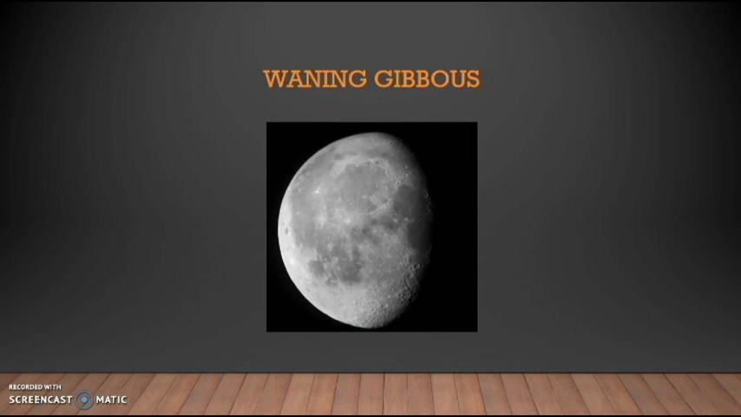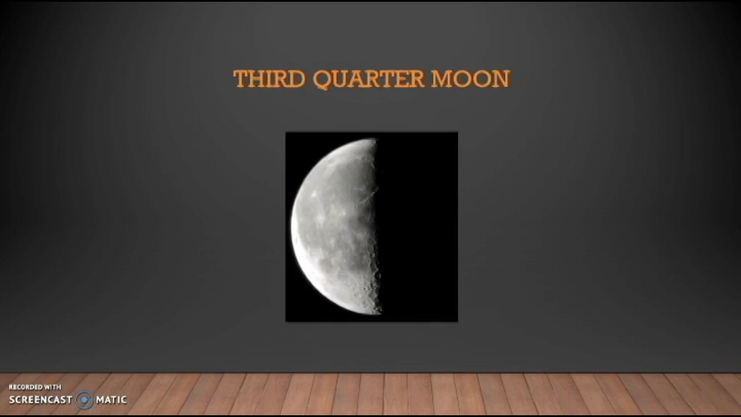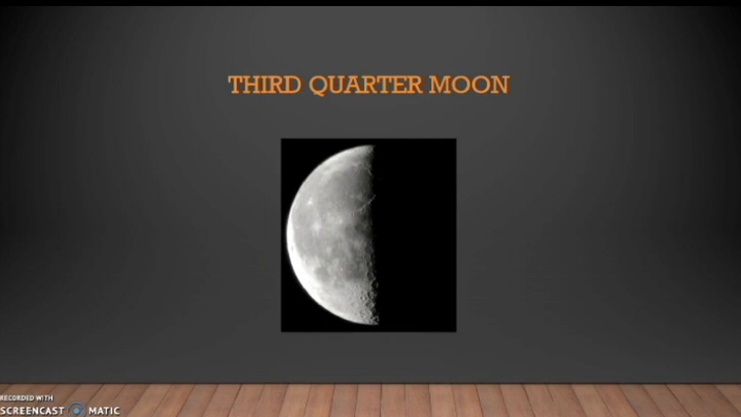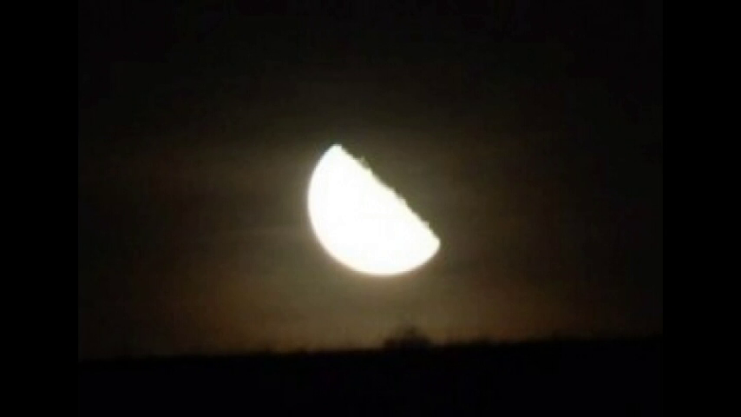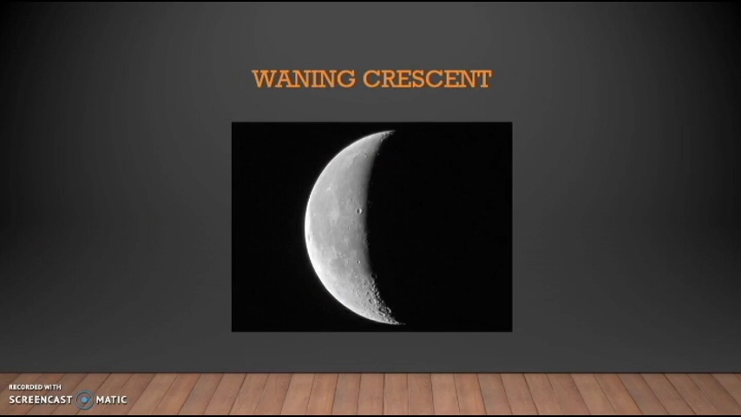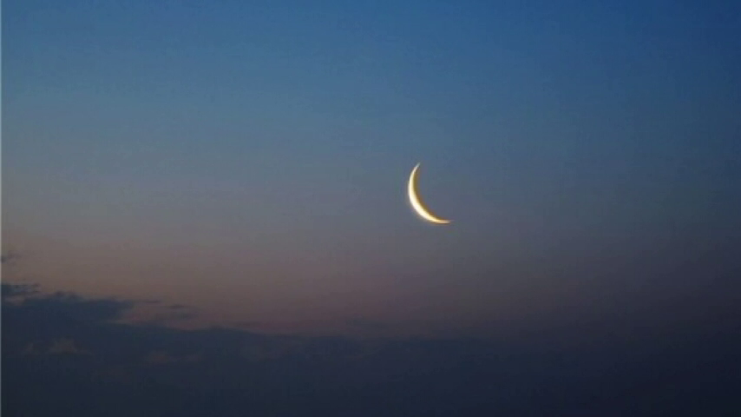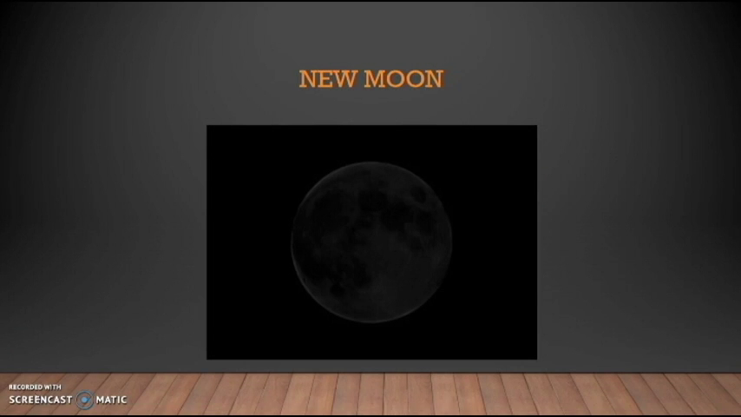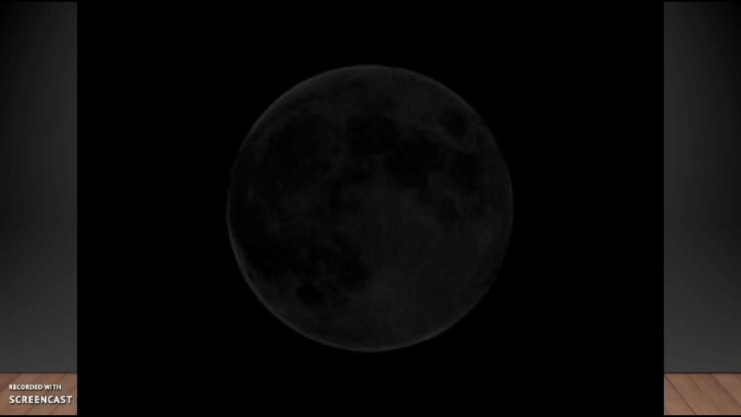Waning gibbous is like waxing gibbous, except the illuminated side starts to disappear. Third quarter is exactly like first quarter, except the illuminated side is opposite. First quarter is on the right, and third quarter is on the left. Waning crescent is like waxing crescent, except like above with waning gibbous, the illuminated part of the moon is shrinking. Then finally, we are back to the new moon.